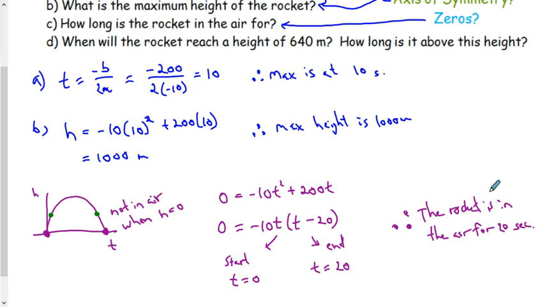Rocket's in the air for 20 seconds. Okay, so far so good. That's great. We set up our equation, we said height equals 0, we factored, and then we found our zeros based on that factored form. What about this last one?